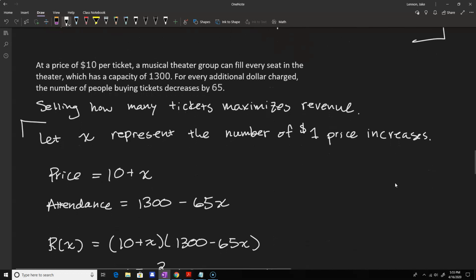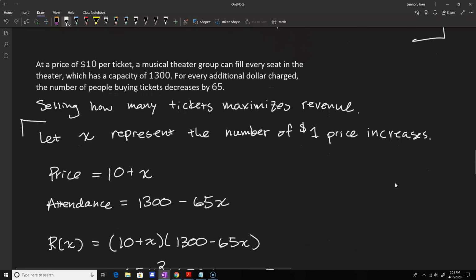The next question is interesting because we have a musical theater. They're selling tickets for $10 a ticket, and they know that will sell out the theater that has a capacity of 1,300 people. But they also know that if they charge an additional $1, the sales decrease by 65. So the question is, what actual selling price would maximize the revenue? Just because it's sold out doesn't mean you're actually making as much money as you can.